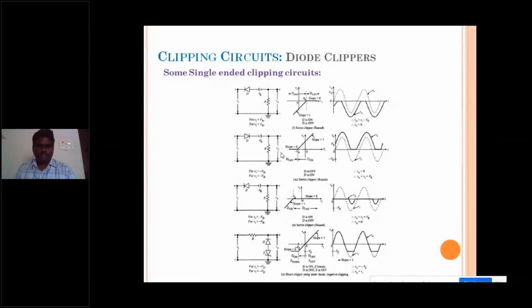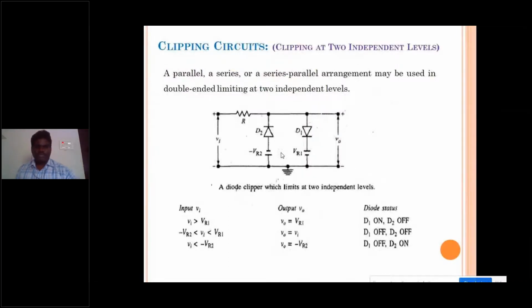Now let us come to double-ended clippers. In the previous slides, we went through only single-ended clippers. In the single-ended clippers, only the positive portion or negative portion of the input signal gets clipped or removed. But in the double-ended clippers, you can call them two clippings at two independent levels, or you can also call them double-ended clippers.